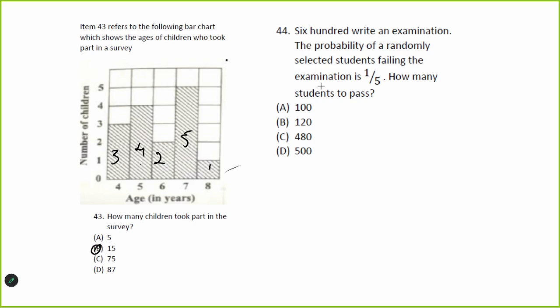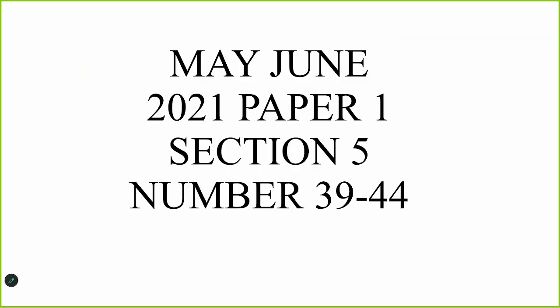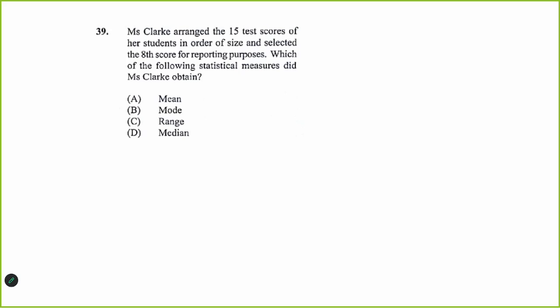Right? They said 1/5 failed. They want to know how much the rest passed. So that is 4/5 of 600, which we did. This is 480. Right, that's the end of January 2022. Let's look at May, June 2021.